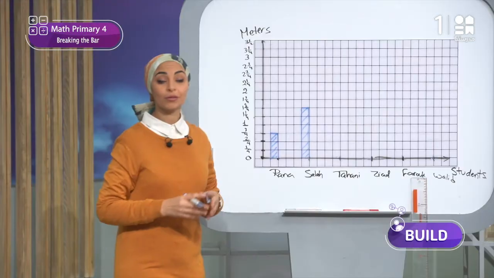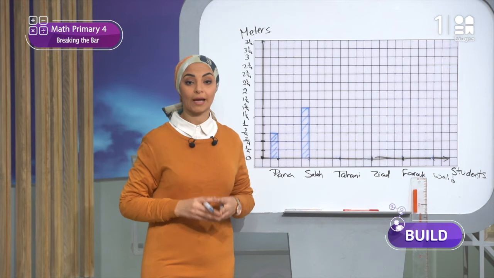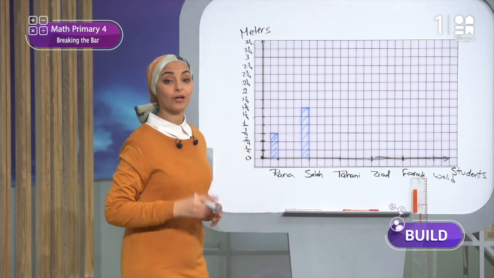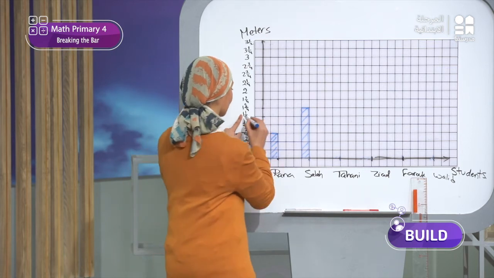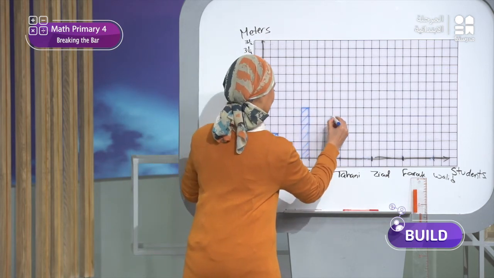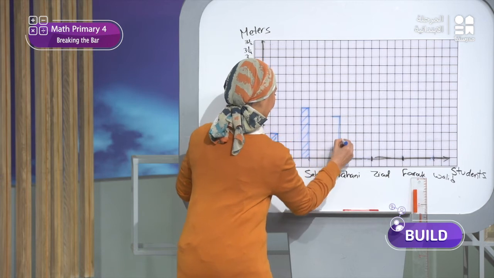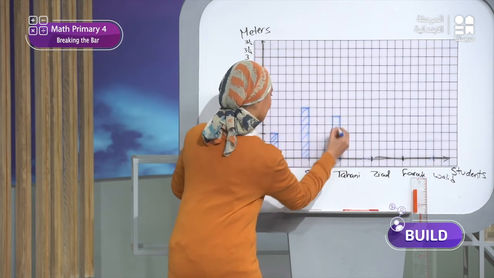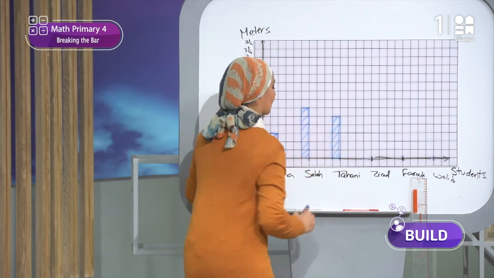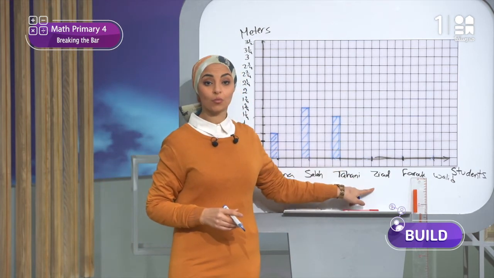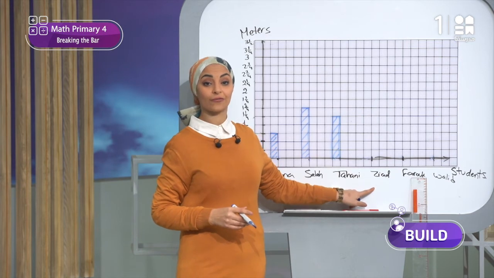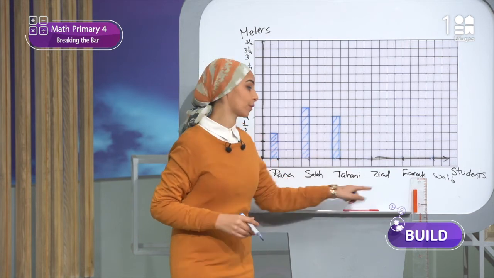Okay, what about the third one? The third bar of Tahani is front of 1 and 1/4. 1 and 1/4. So I will draw this bar here, like you see. And then what should I do? I will go to the fourth one, which is Ziyad distance in front of 2 and 1/4.